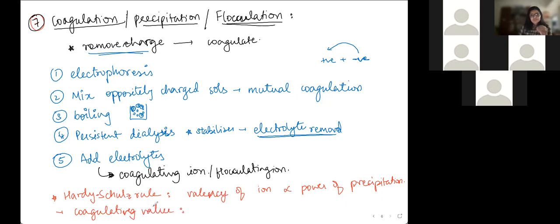So using these, it'll help you choose what electrolyte to use to coagulate a particular colloidal solution. So just measurements related to it. So this is the minimum concentration of the electrolyte required to cause precipitation in 2 hours.